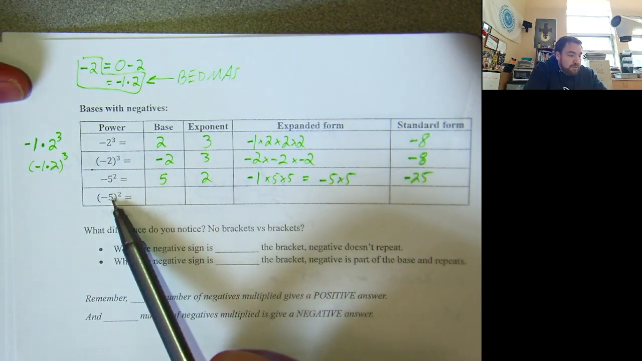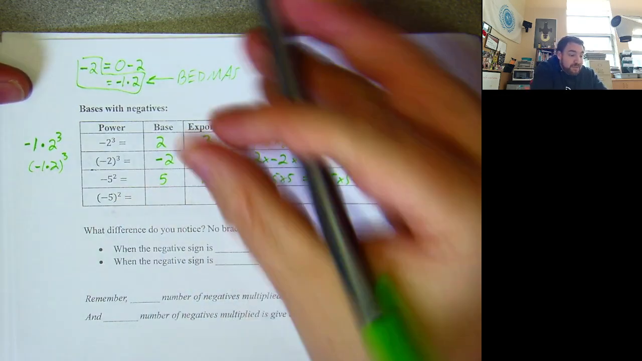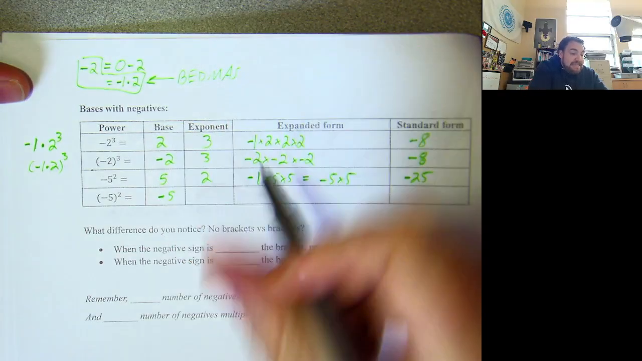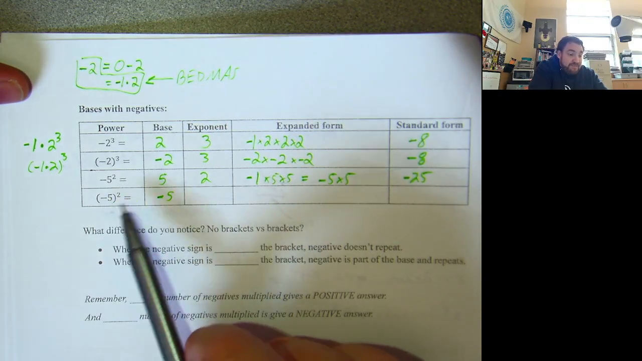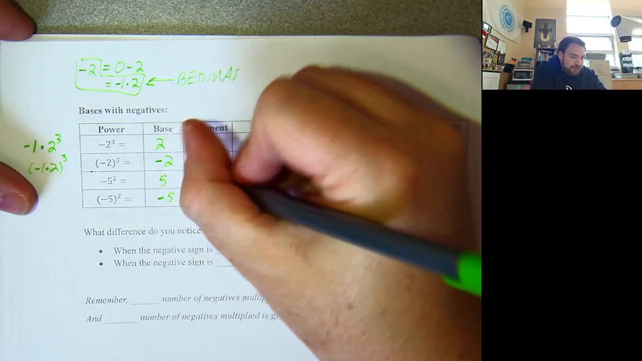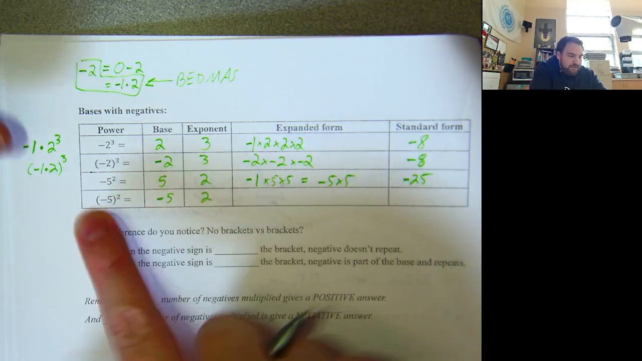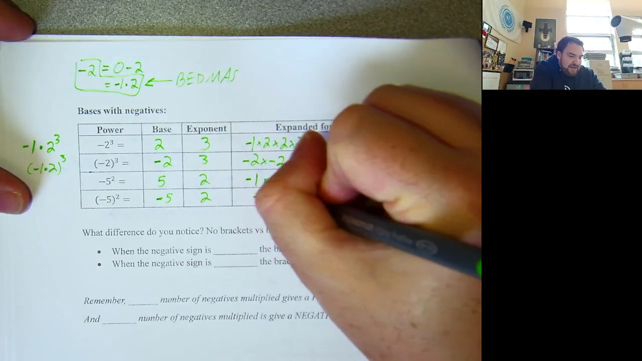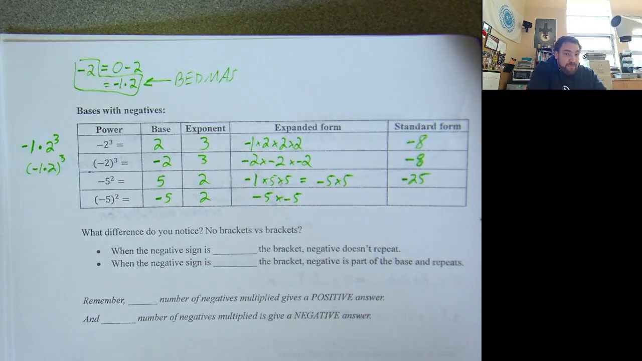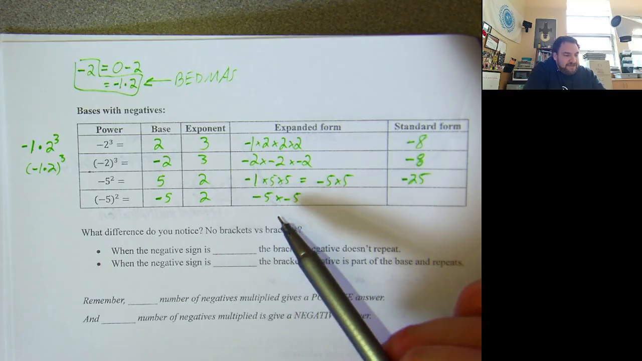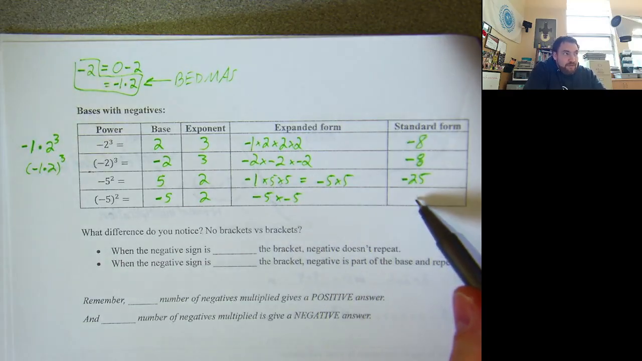Here, what's going on? What's the base here, Benita? It's going to be -5 because that minus sign is included inside those brackets and the exponent is outside. So my exponent is still 2. So now when I multiply this together in expanded or repeated multiplication form, it's going to be -5 times -5. And as Pavneet said before, when I have an even number of negatives, my result is going to be positive.